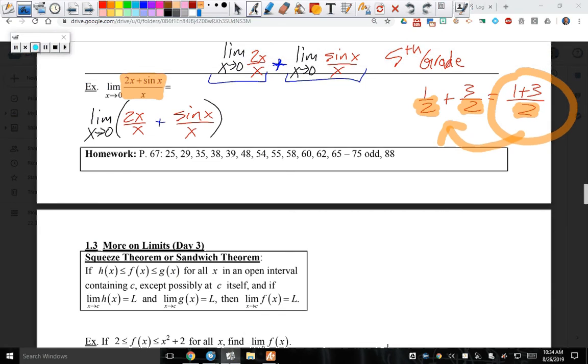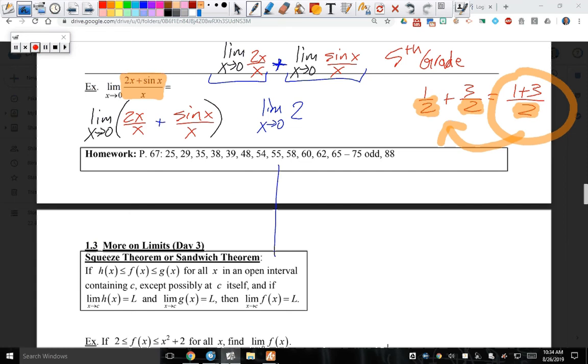Before we solve 2x over x, what should we always do right before we plug in the limit? We should always try to cancel and simplify. Can I simplify 2x over x? Yes, to 2. So imagine the limit as x approaches 0 of 2. What's that answer? Just 2.